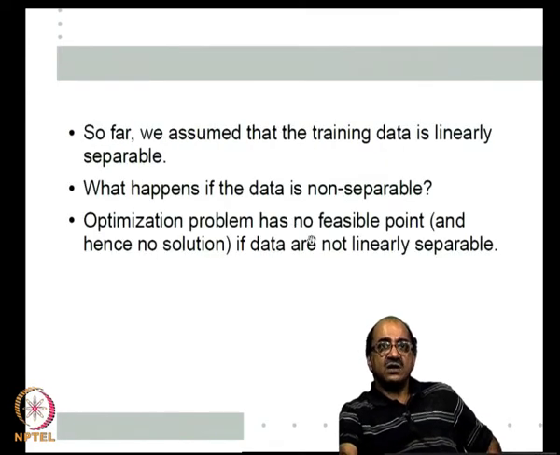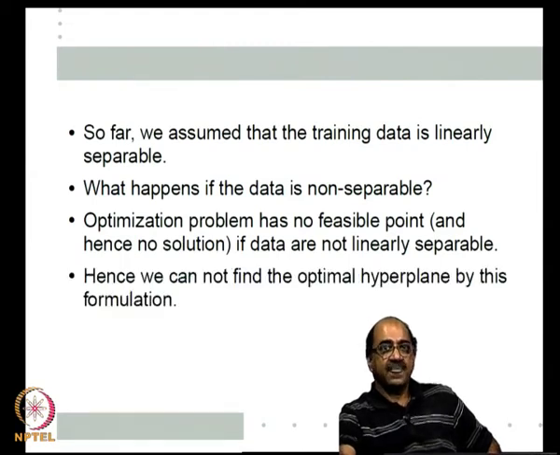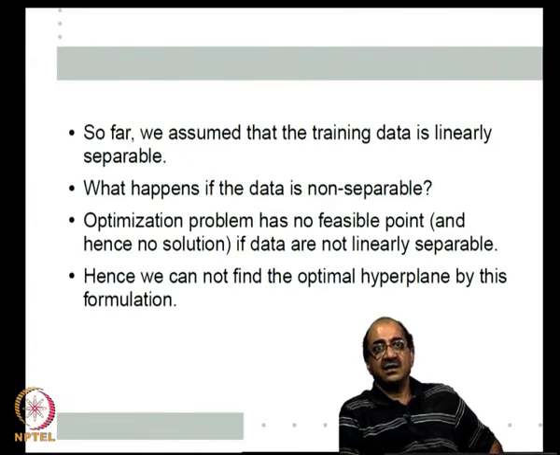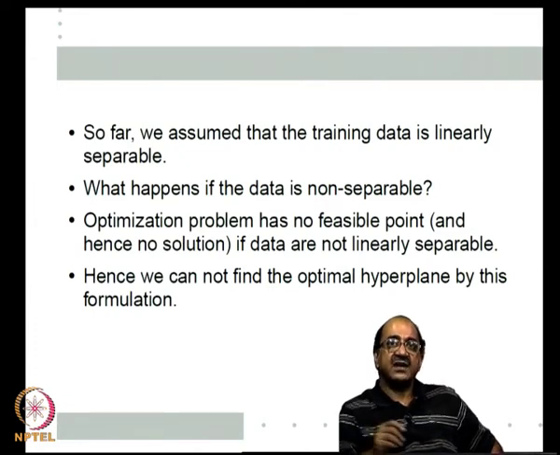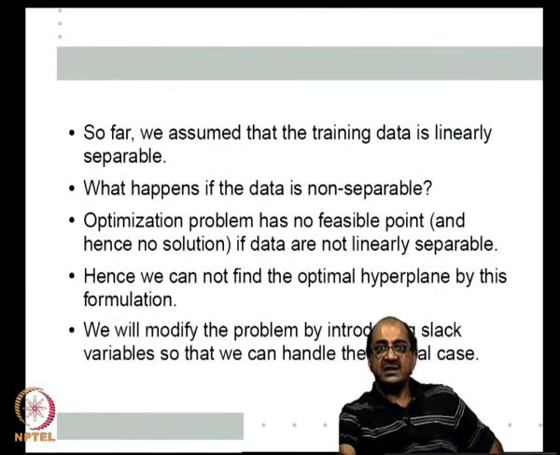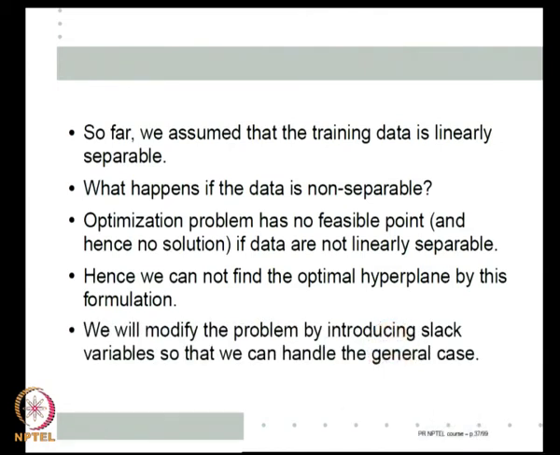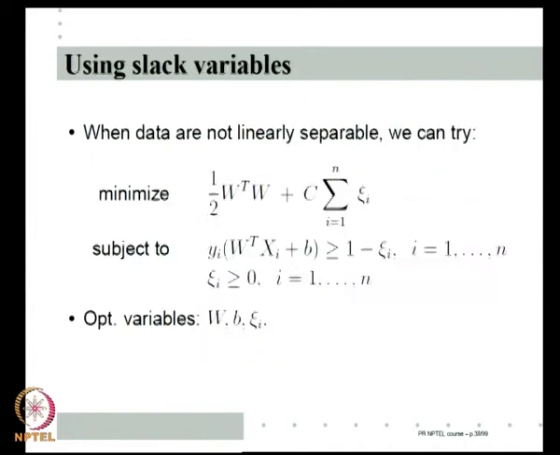So if the data is not separable, the optimization problem has no feasible point and hence no solution. Which means in general, if the data is not linearly separable, we can't find the optimal hyperplane by this formulation. So we need to change this formulation. Why are we not able to find the solution? Because my constraints may not be satisfied. Whenever constraints are not fully satisfied, the standard technique in constrained optimization is to use what are called slack variables. So that we keep our constraints not hard, but soft, so to say, and then we manage to get a feasible point. So that is what we will do next.